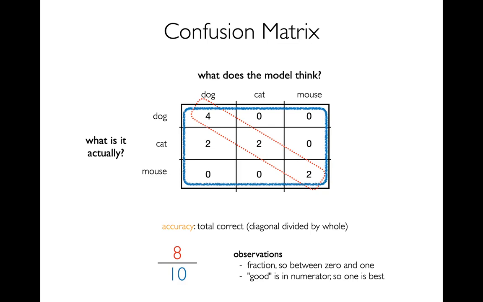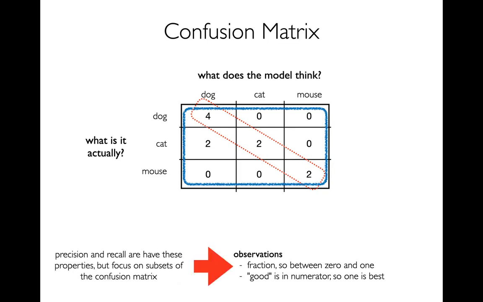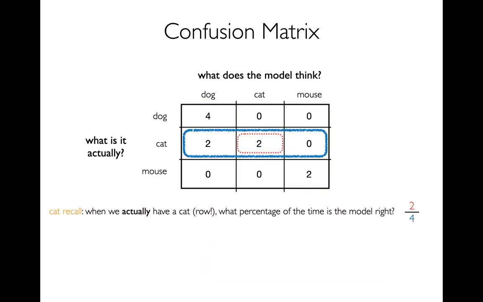Some observations here are that this number is a fraction, a subset over a larger amount. It's always going to be between 0 and 1. And the good number is always in the numerator for accuracy, so 1 is the best possible number. Precision and recall have those same properties, but they're going to use different subsets of the matrix, right? We aren't going to be taking the whole diagonal divided by the whole matrix.